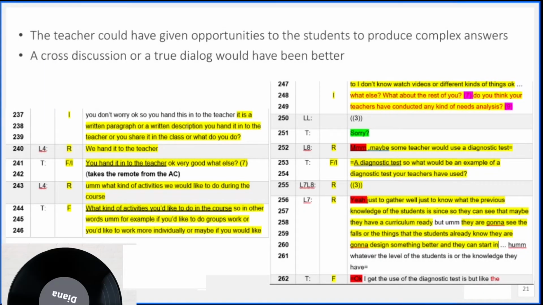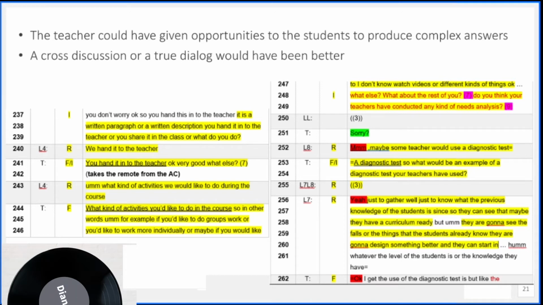Well, the teacher could have given opportunities to the students to produce complex answers. The student gave short answers. Instead, the teacher could have let the students talk, analyze, and discourse more deeply by elicitation. As we can see in these examples, the students gave short answers and didn't give more complex and elaborated answers.